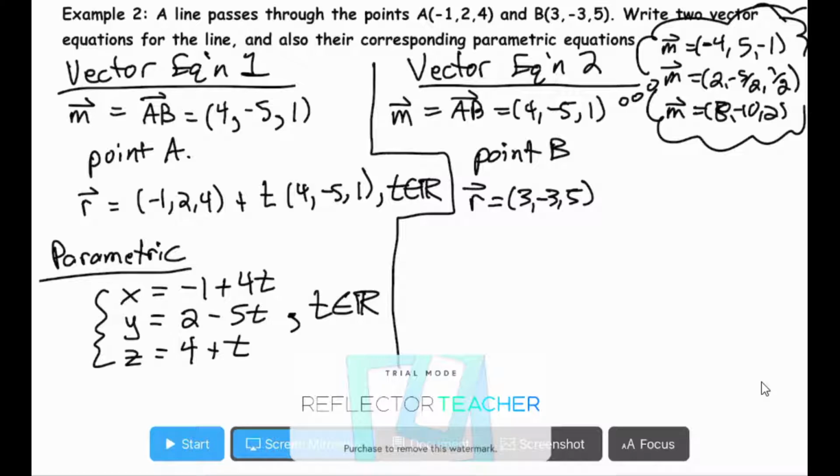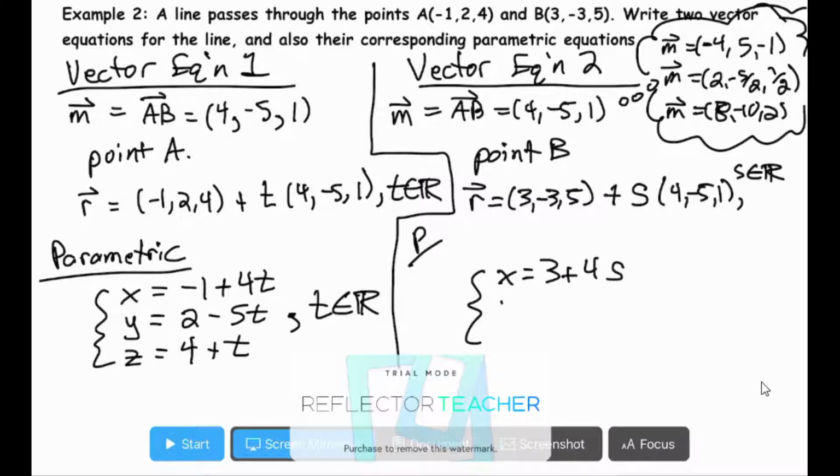Let's find our parametric equations. So x is equal to 3 plus 4s. y is equal to -3 minus 5s. Ooh, really tried to keep those 5s and s's apart. And z is going to be 5 plus 1s, or just plus s. And once again, don't forget to mention, s is an element of the real numbers.